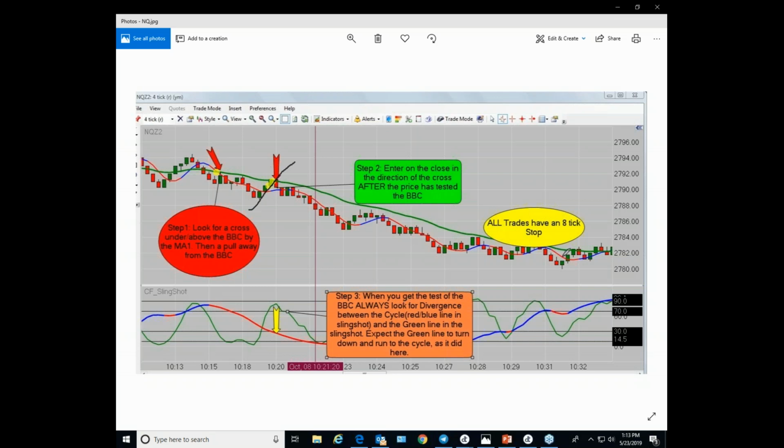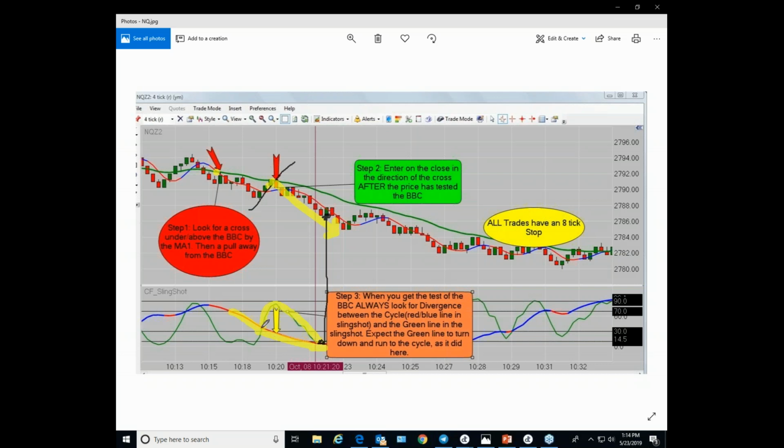And we're looking for the divergence. We're looking for that separation that we see here, because what should happen is when that green line pulls away, what we're looking for is for the market or the green line to ultimately get into the cycle, and price should follow along and make a new pivot low. And when these two come together down here, this is the place where we get out of the trade. That's our exit strategy right there.